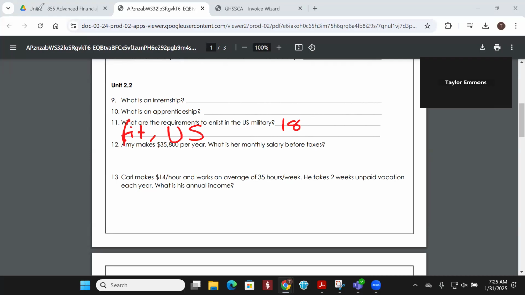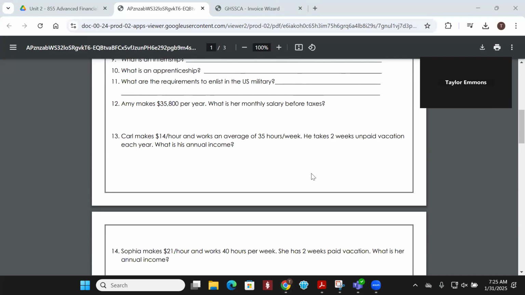Let's look at 2.2. Let's do 12, 13, 14. So Amy makes 35,800 per year. What is her monthly salary before taxes? How do I do this one? The formula. Look at it again. Amy makes this much in a year. How much does she make in a month? You divide it by 12. Okay, so 35,800 divided by 12. How much did she make?